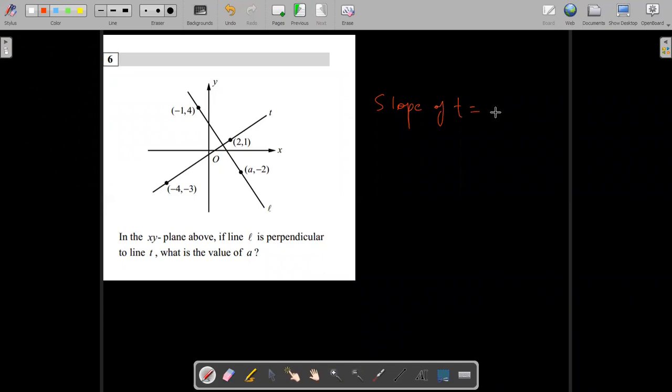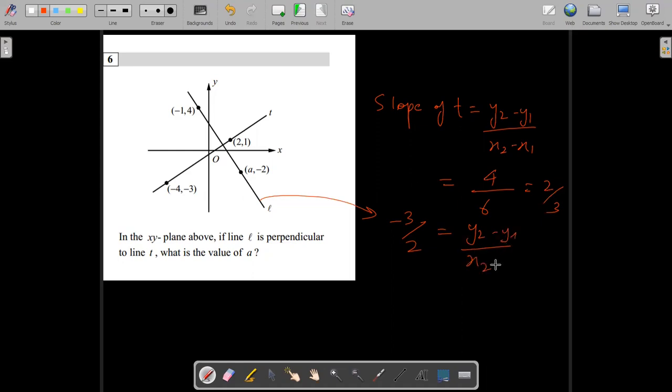So what will be the slope of T? Hold on, let me do this. y2 minus y1 divided by x2 minus x1, right? It's 4 minus 1 is 3 over 6, and that is 2 over 3. Right. So what will be the slope of L? -3 over 2. Right. And we can again use the formula: -3 over 2 is equal to y2 minus y1 divided by x2 minus x1 for L.